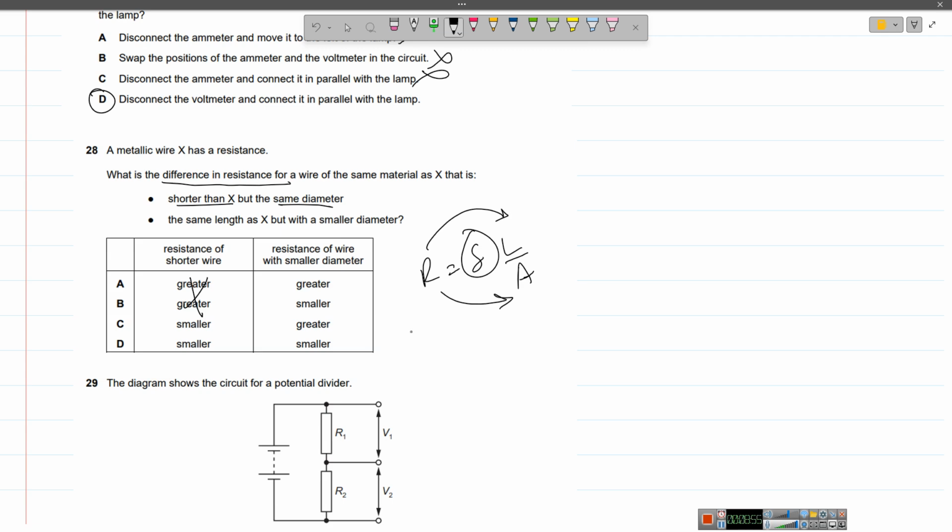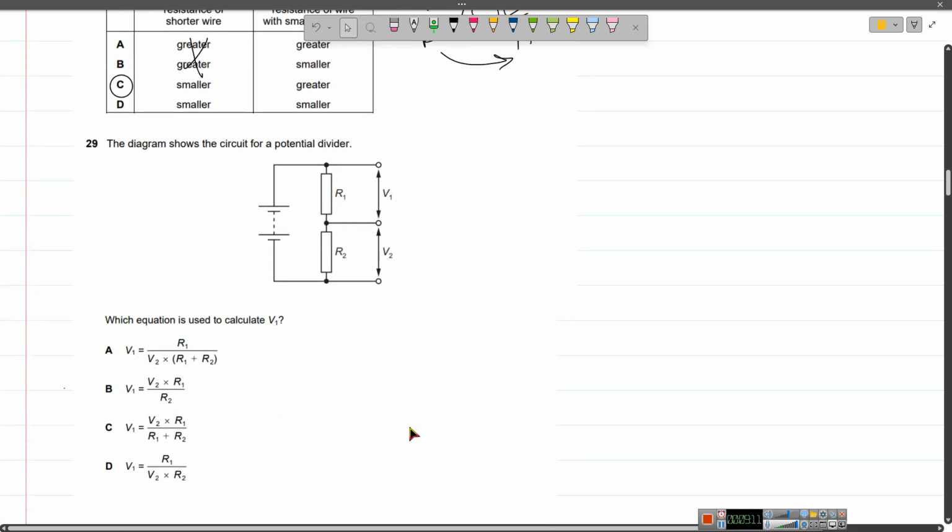Because the area is not changing. And the resistance of the wire with smaller diameter, if you reduce the diameter, then the resistance of the wire is going to be greater. So smaller and greater, right? That is going to be the combination because the diameter is smaller but the length is the same, so the effect would be amplified here.